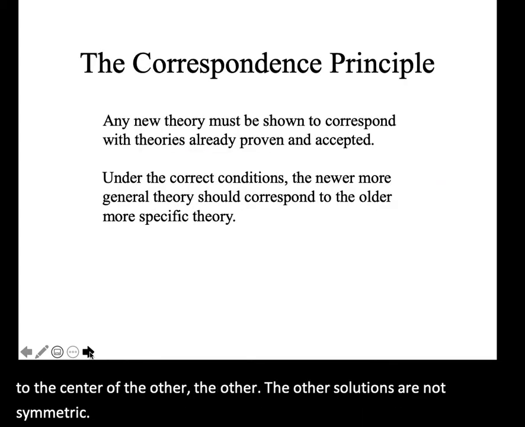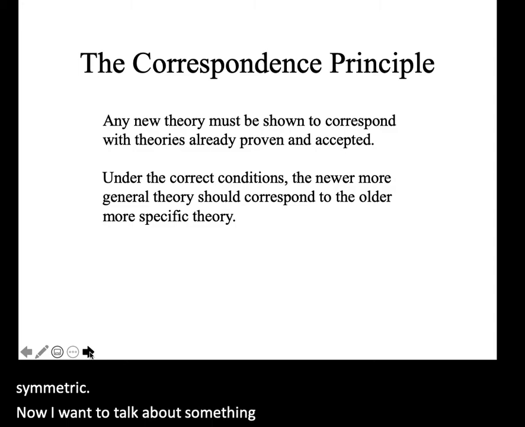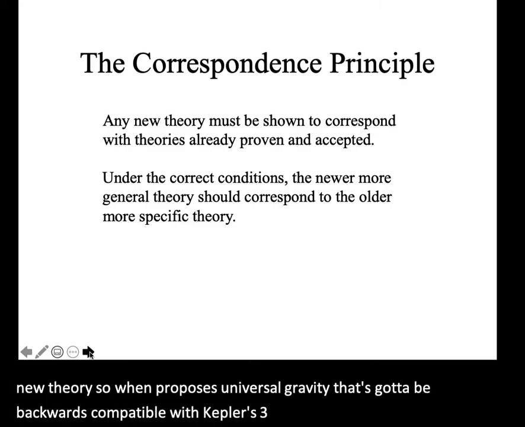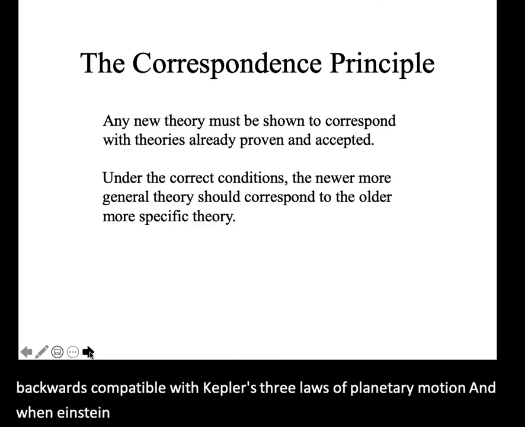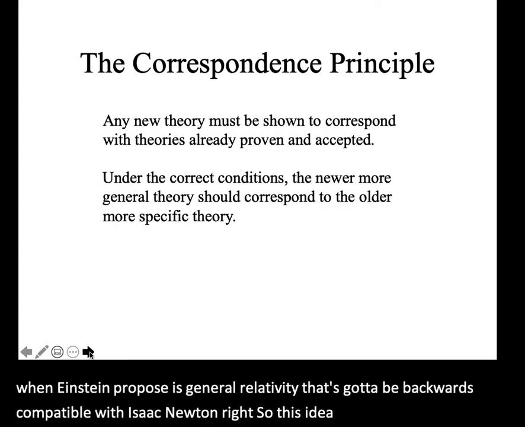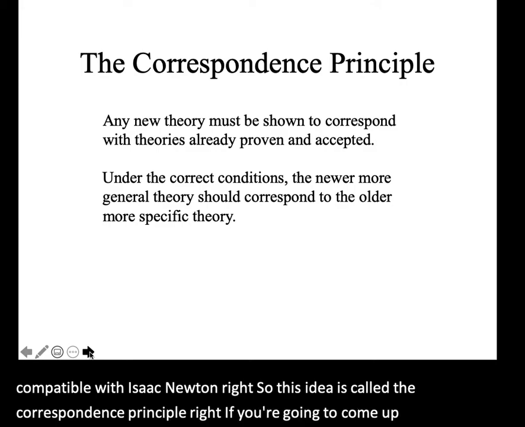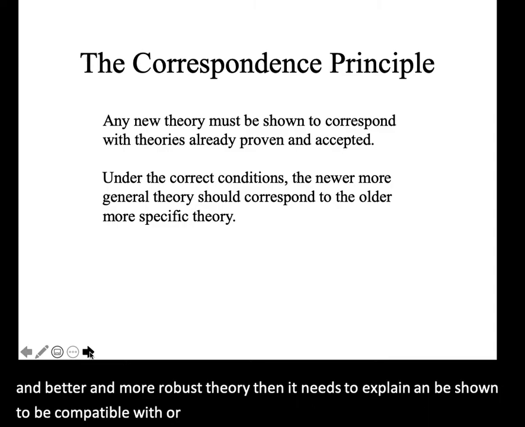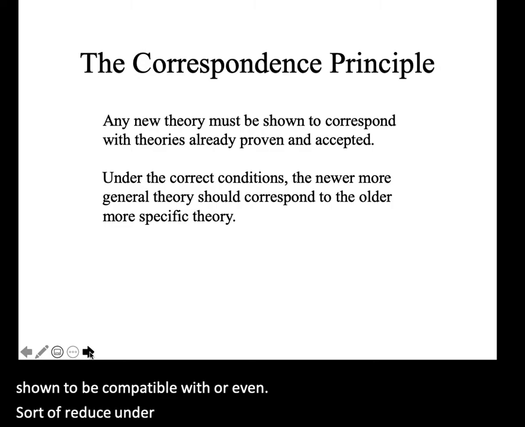Now, I want to talk about something in science, because as you layer on a new theory, when Newton proposes universal gravity, that's got to be backwards compatible with Kepler's 3 laws of planetary motion. And then when Einstein proposes general relativity, that's got to be backwards compatible with Isaac Newton, right? This idea is called the correspondence principle. If you're going to come up with a new and better and more robust theory, then it needs to explain and be shown to be compatible with, or even reduce under those simple situations to, previous laws that you know to be correct.